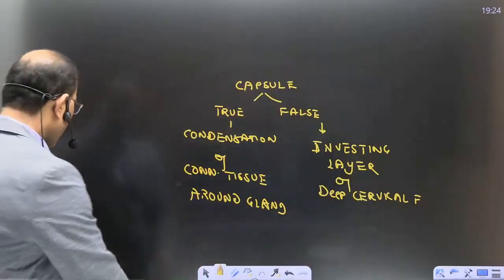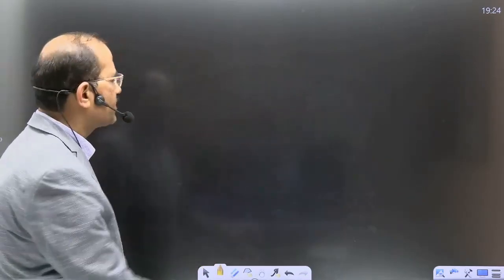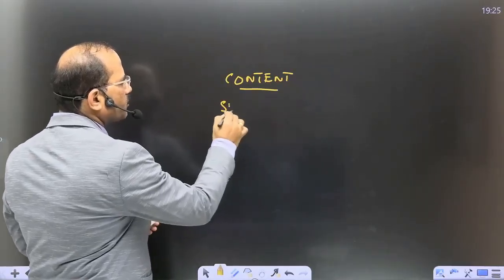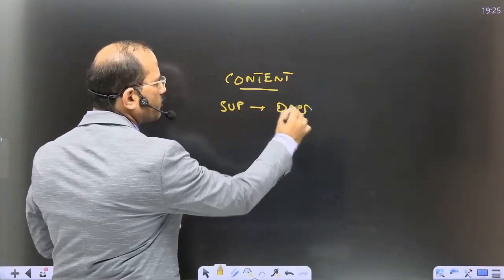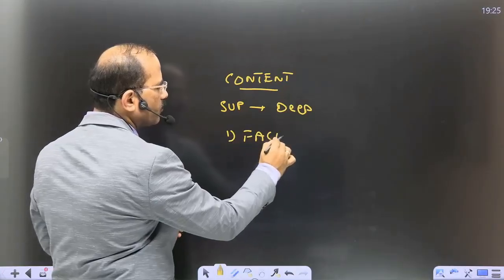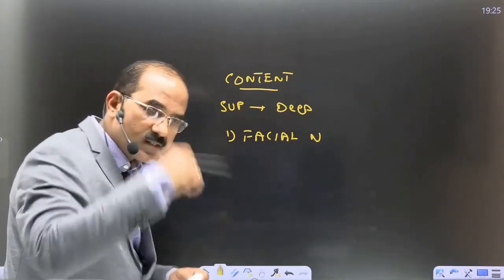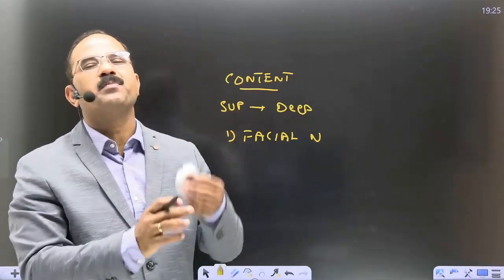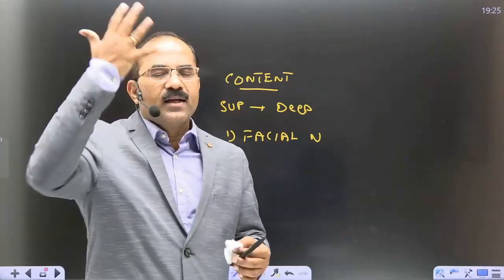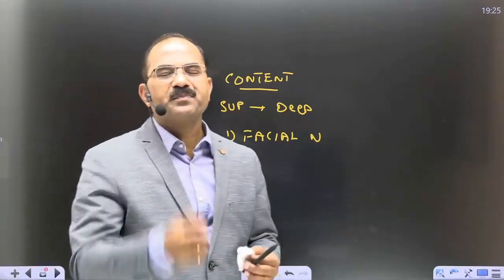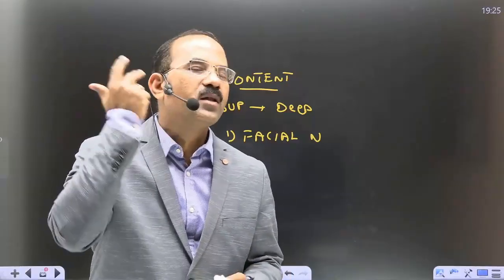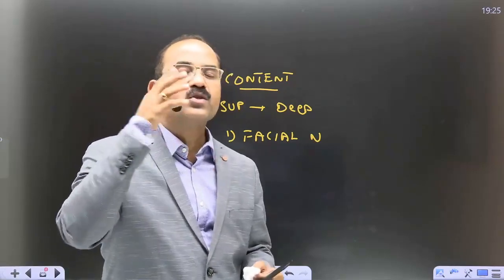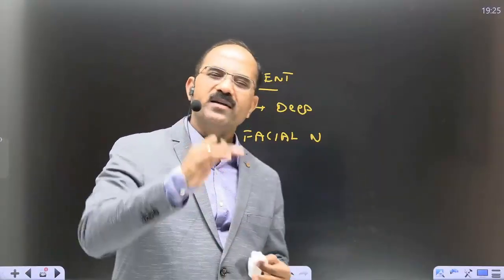Fine, students. Now, what are the contents of the parotid gland? This is another very important MCQ. Contents of the parotid gland from superficial to deep: the first one is the facial nerve. The facial nerve emerges through the stylomastoid foramen, enters the parotid gland, then gives five branches to supply the muscles of facial expression: the temporal, the zygomatic, the buccal, the marginal mandibular, and the cervical branch. So the first superficial content of the parotid gland is the facial nerve.